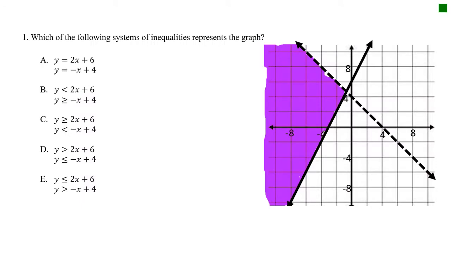It says, which of the following systems of inequalities represents the graph? Again, systems means more than 2 inequalities, and obviously you can see that because we have 2 lines. Okay, the first one, it said pick a line, right? It doesn't matter which one you want to choose, okay? For this one, I'm just gonna choose the dash one, okay? So I'm gonna do the dash one.